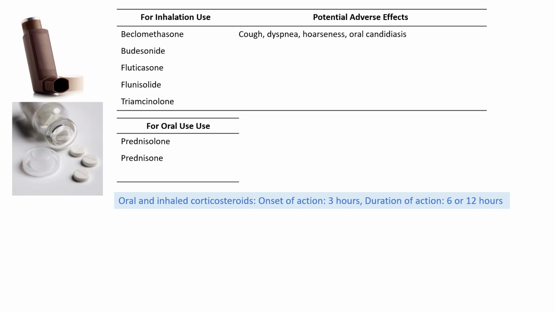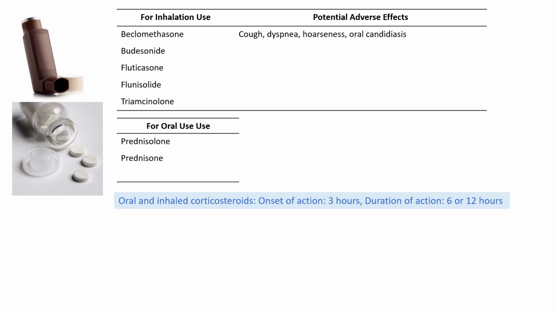Oropharyngeal candidiasis, which can be minimized by rinsing the mouth and gargling with water immediately after inhalation, has been reported. There are also reports of dysphonia, which is hoarseness of voice, dryness of mouth and throat, and occasional coughing. These are all due to upper airway irritation, and they can be minimized by using a spacer attached to the metered dose inhaler, which decreases the oropharyngeal deposition while increasing the lower airway deposition of corticosteroids.